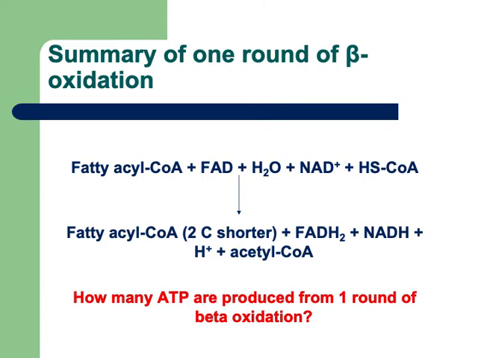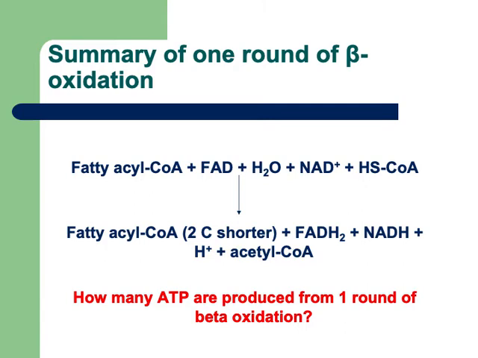So remember, 1 round of beta oxidation produces 1 NADH, which produces 2.5 ATP in the electron transport chain. 1 round of beta oxidation also produces 1 FADH2, which produces 1.5 ATP in the electron transport chain. 1 round of beta oxidation also produces 1 acetyl-CoA molecule, which goes through 1 round of the citric acid cycle. And remember, the products of the citric acid cycle will yield 10 ATP total in the electron transport chain and with the GTP that is produced in the citric acid cycle.